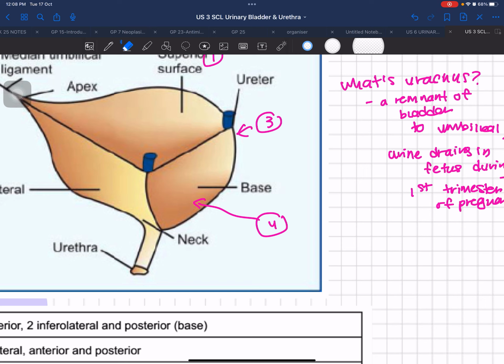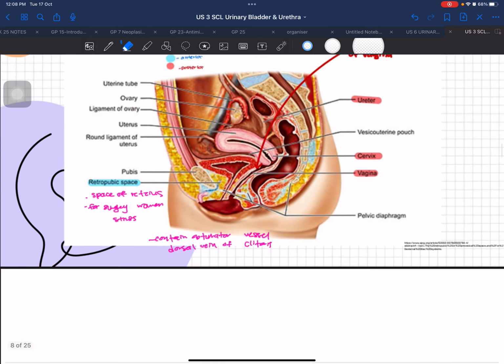So retro means behind, while pubic means behind the pubic bone. So retropubic space. Next, for the posterior relation, written in red, is the ureters, cervix, and vagina. Next. Now let's talk about superior and inferior lateral relation of the urinary bladder.